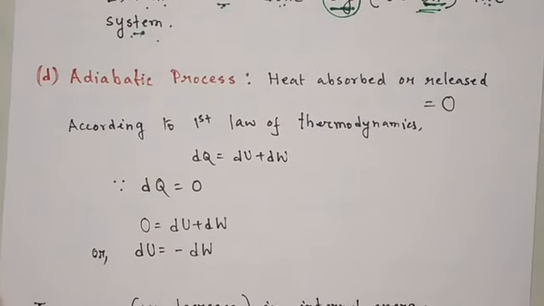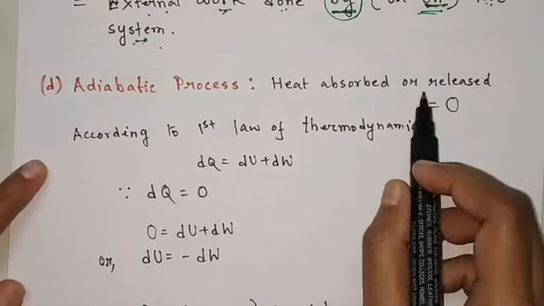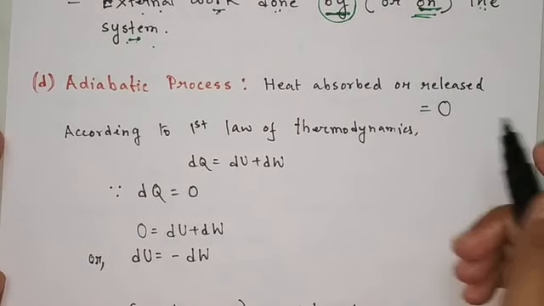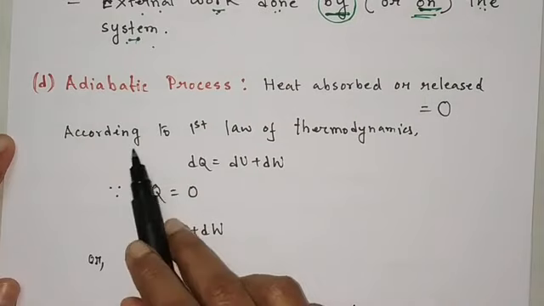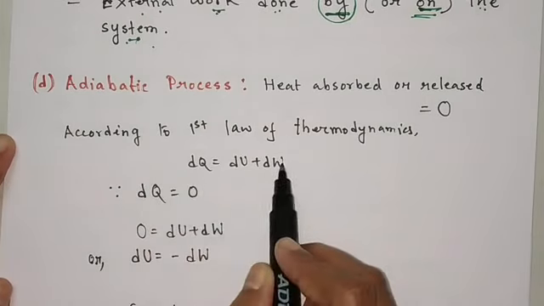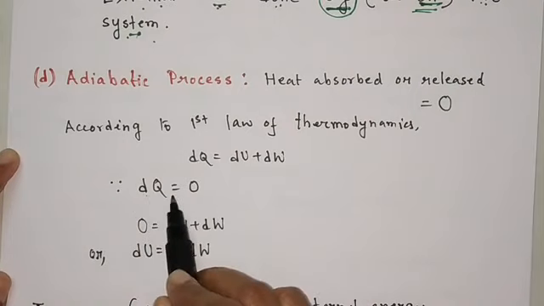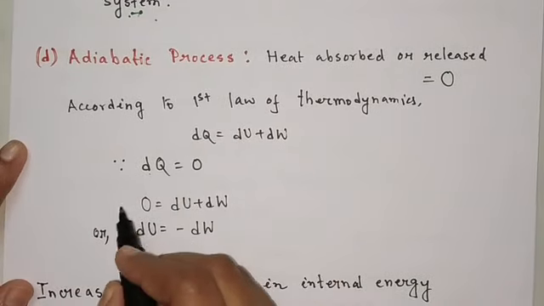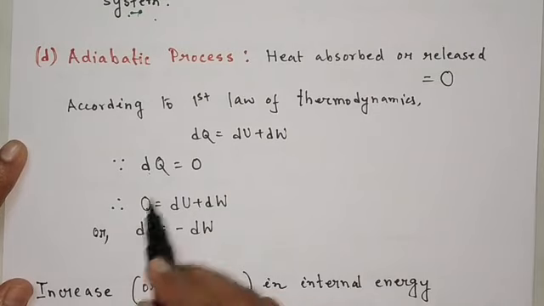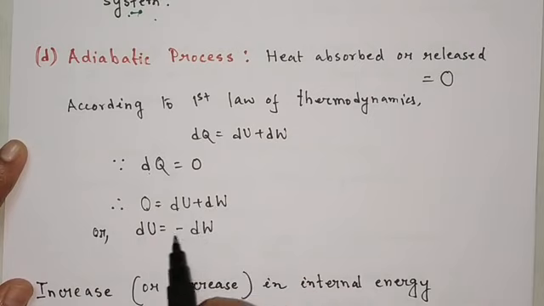So in case of an adiabatic process, we know that heat absorbed or released is zero. That is, there is no exchange of heat between the system and the surrounding. So again, according to the first law of thermodynamics, we have the equation dq equals du plus dw. Here dq equals 0. Therefore, the equation takes this form: 0 equals du plus dw, or du equals minus dw.